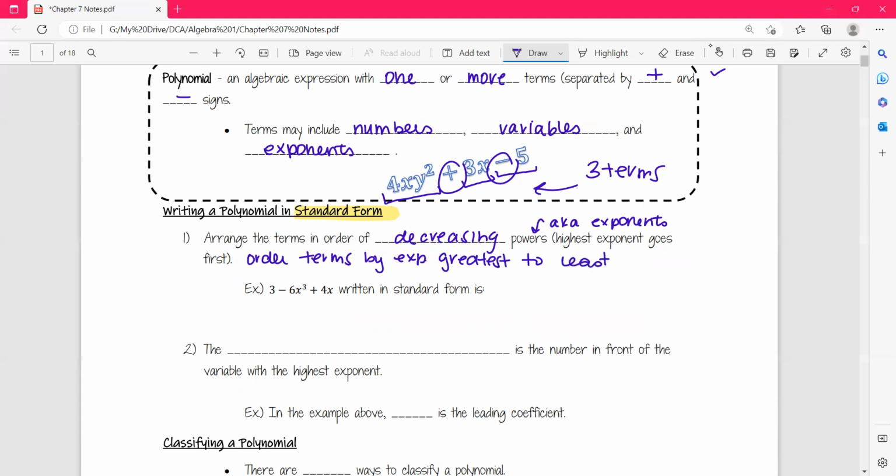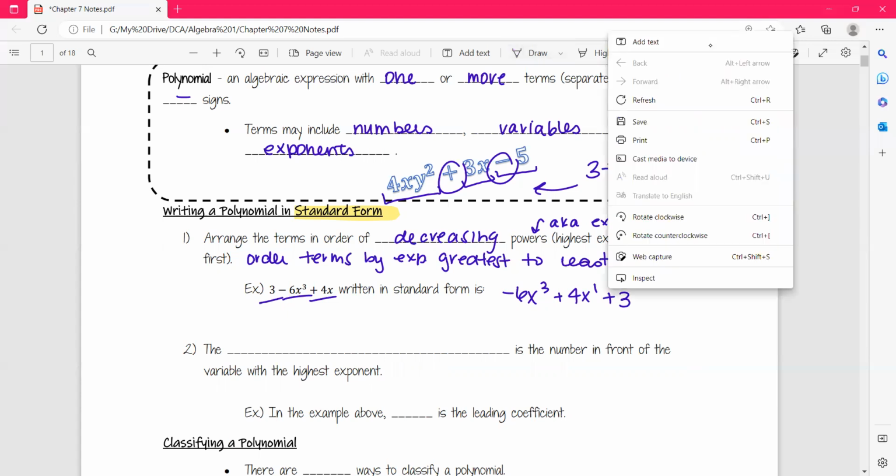So if we look at this polynomial 3 minus 6x cubed plus 4x, the greatest exponent is that -6x cubed. That gets written first. Then plus 4x gets written next because it has the next lowest exponent. If we don't see an exponent, we know it's 1. And then that plus 3 is next, okay?